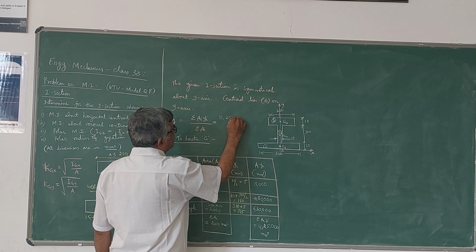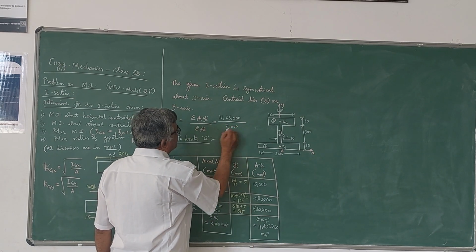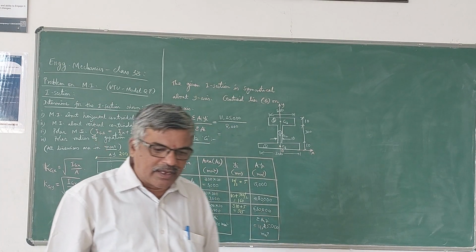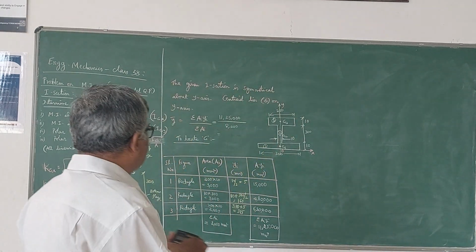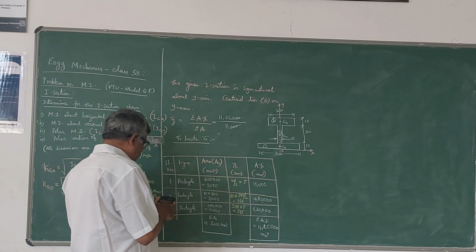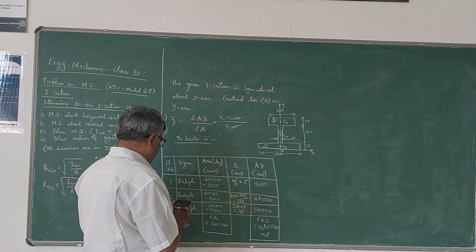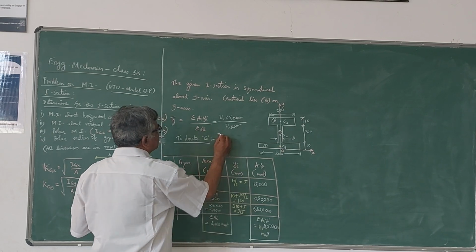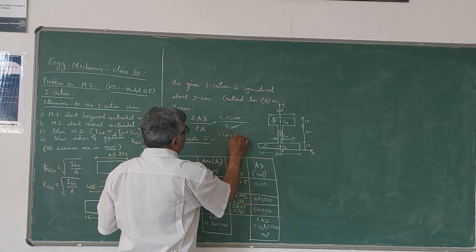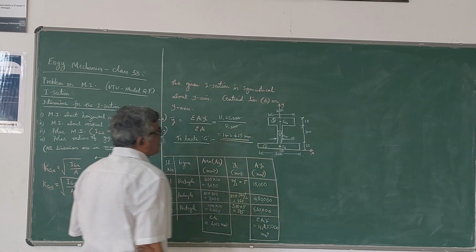11 lakh 25,000 divided by sigma A is 8,000. So if you divide that by that, you will get the value of y bar. So these 3 zeros you can cancel. So 1125 divided by 8 is 140.625. 140.625 millimeters. So this is the value of y bar.